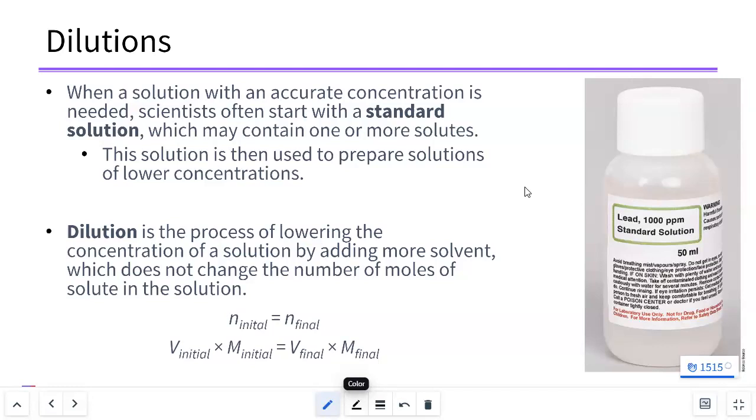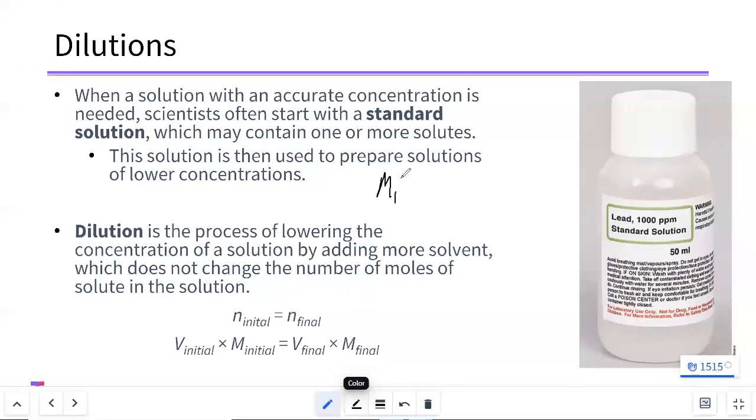This is a standard solution, 1,000 parts per million lead. Well, what if I wanted to make a solution that was only 50 parts per million lead? How would I go about doing that? Well, this is where the dilution equation comes in. Now, the dilution equation has many different forms. You've seen one that is similar to this one in your lab manual. M1V1 is equal to M2V2. There's also a more generic one out there. C1V1 is equal to C2V2.